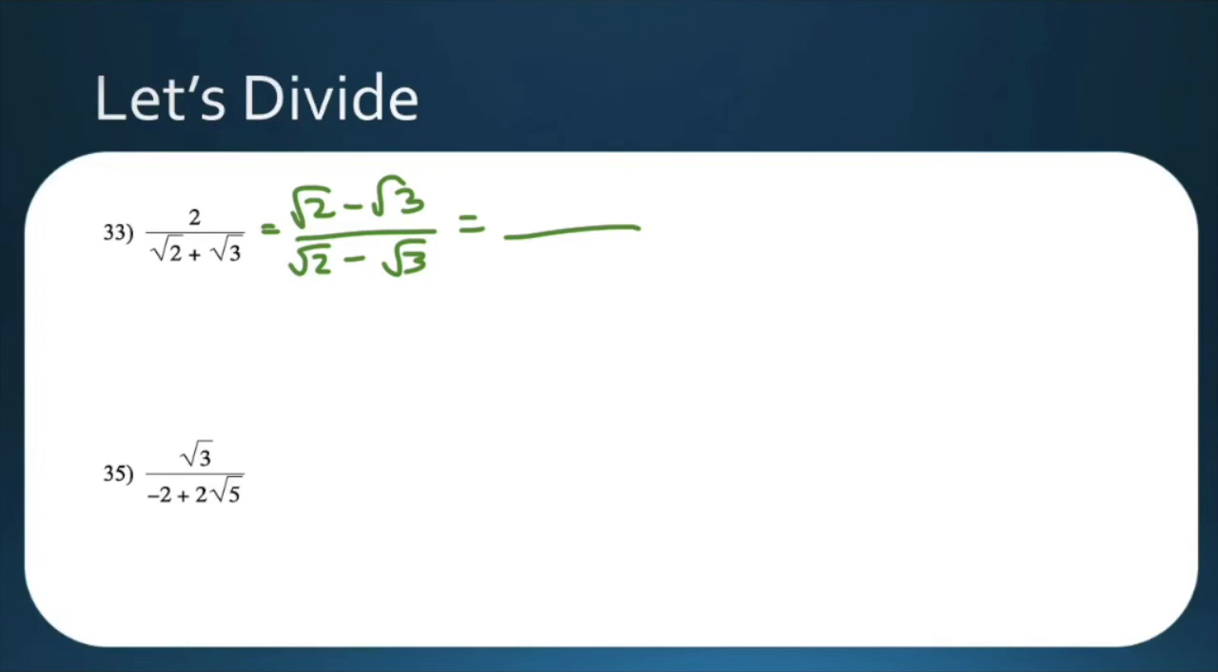It's going to be square root 2 times square root 2, which is 2, minus square root 3 times square root 3, which is 3. But notice there's no radical now. It's 2 minus 3, which is negative 1. Can I just simplify that automatically, make that a negative 1? Yes, negative 1. Thank you.